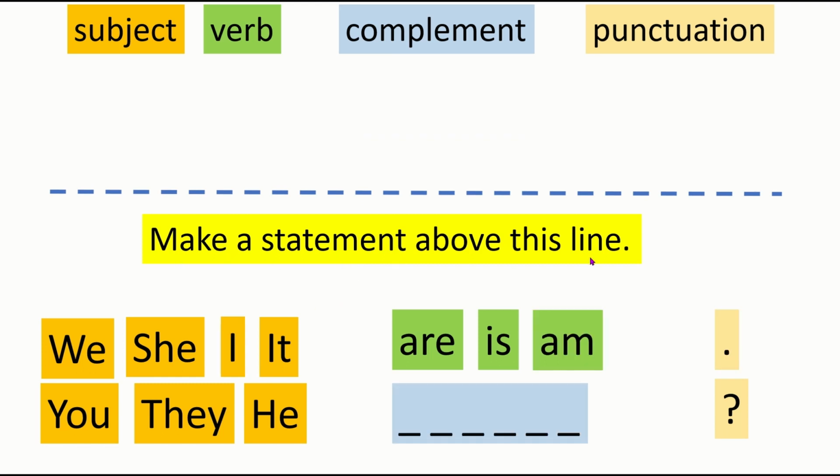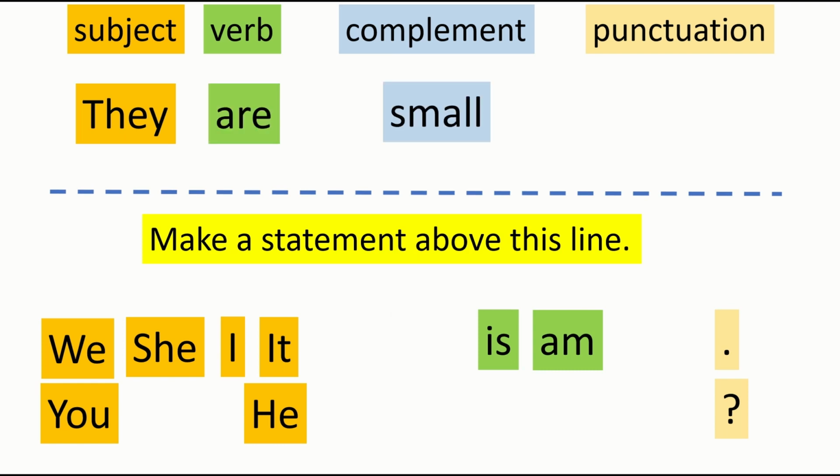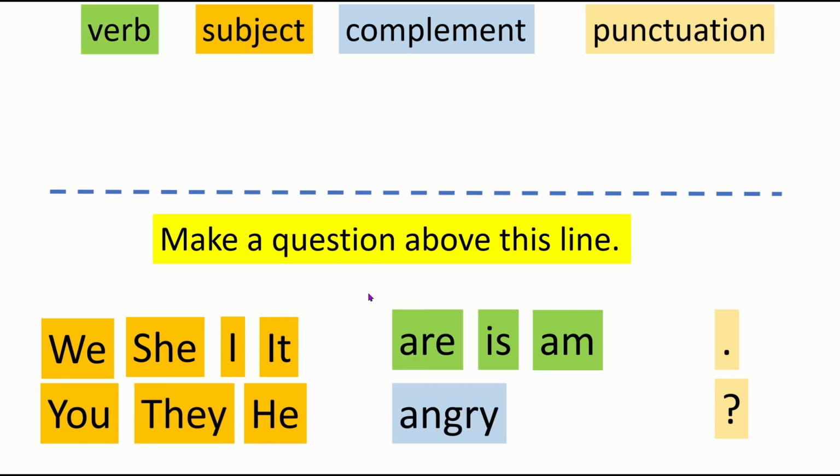And let's see, make a statement above this line. Oh, we can make our own adjective. What do we want for an adjective? How about small? Let's try small. And let's do they. They are small. And this is a statement. Period. They are small. Okay, next.